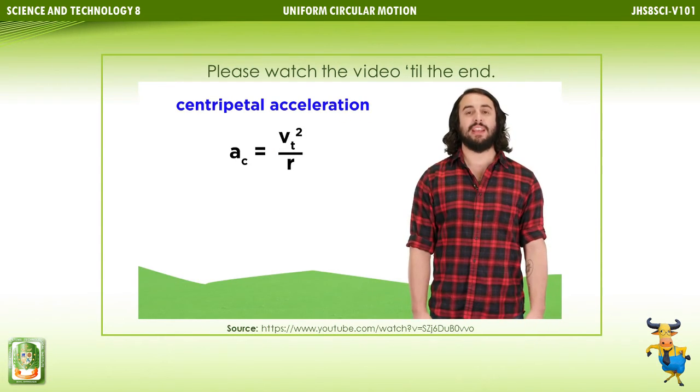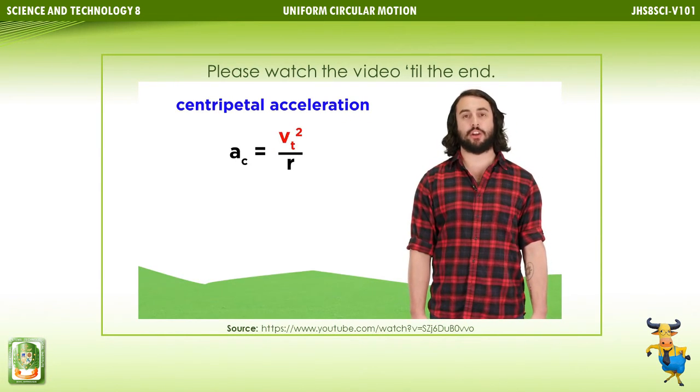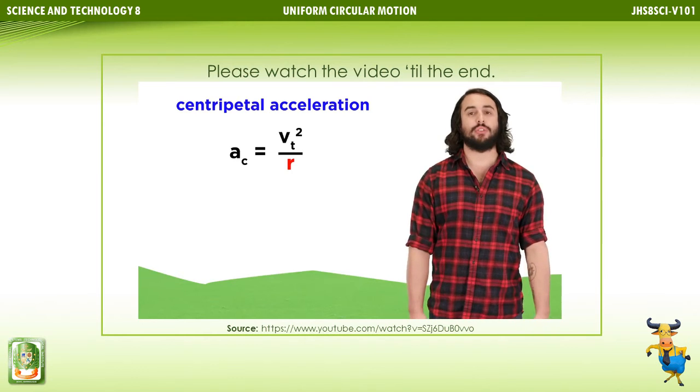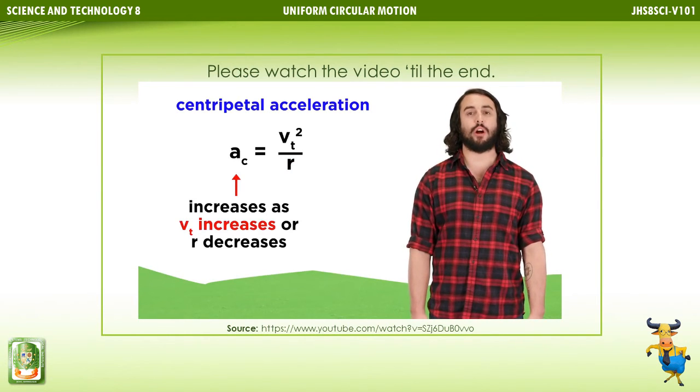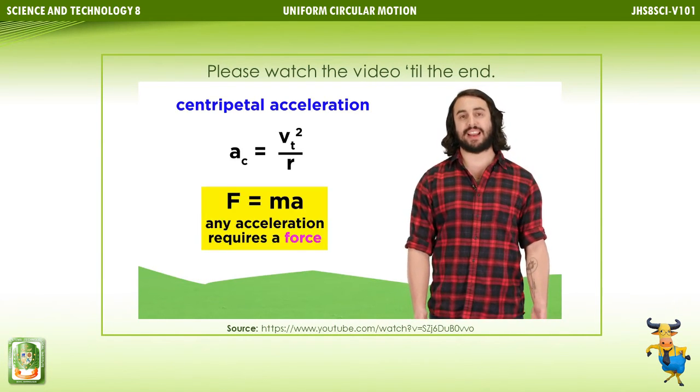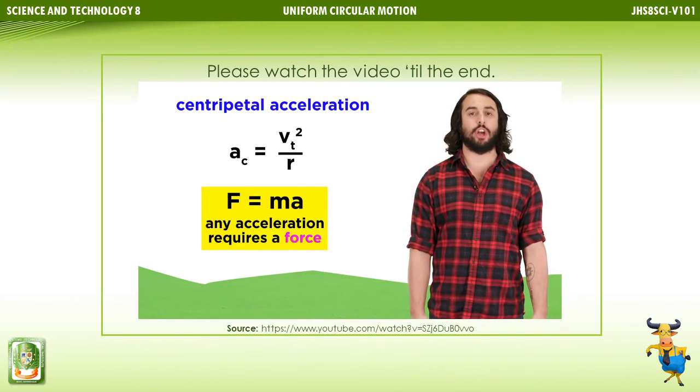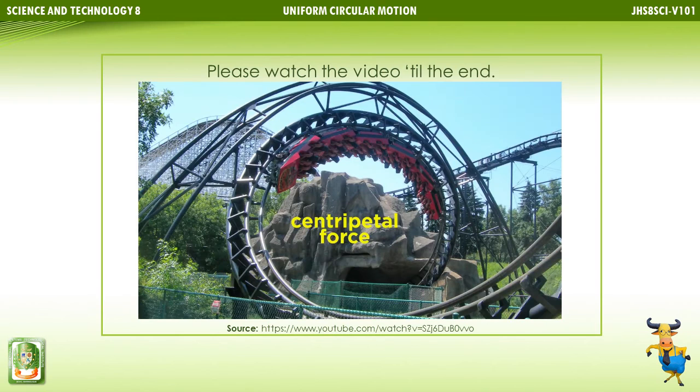Centripetal acceleration is given by tangential speed squared over the radius of the path, so this value would increase if the car were to move faster and if it were to sit closer to the center. We know from Newton's second law that if an acceleration occurs, there must be some force present to produce it, and centripetal acceleration is generated by the centripetal force.